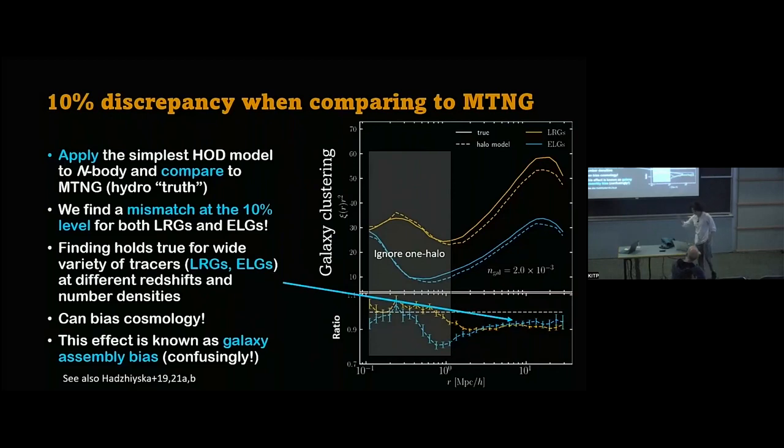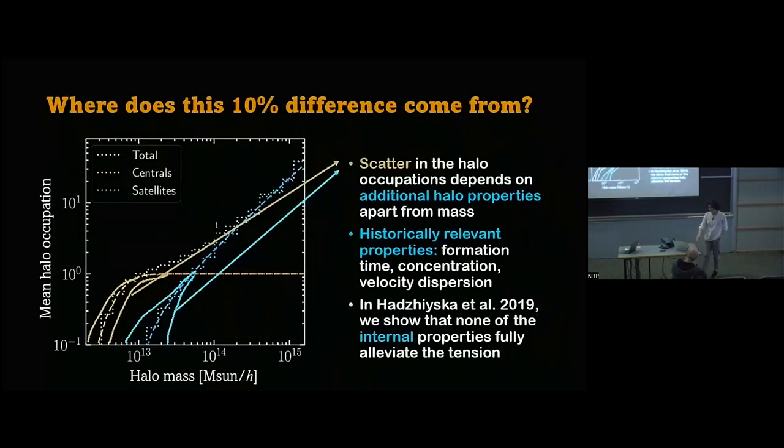And the name of that effect is galaxy assembly bias, which, as was discussed yesterday, is a little bit of a confusing term. By the way, this result is a recap of my previous work, so that's why I'm going rather quickly over it. So where does this 10% difference come from? It turns out that the picture I was describing with the mean halo occupations is simplified, obviously. In reality, we have a scatter. It's not just a perfectly well-known thing.